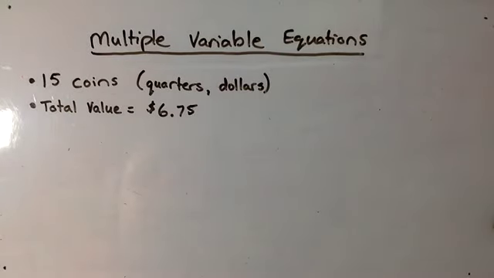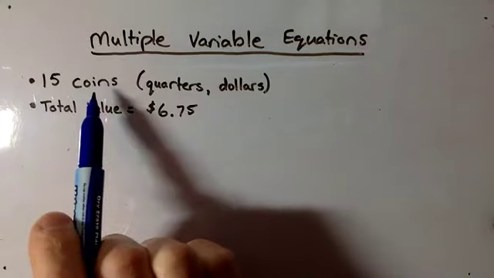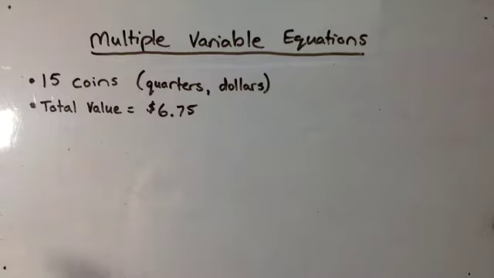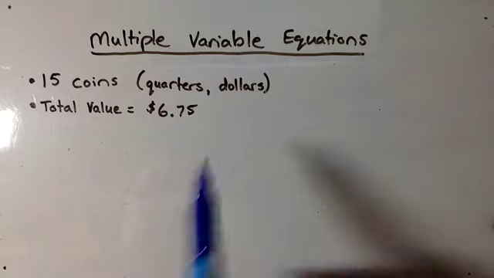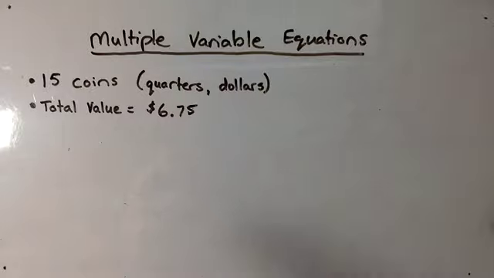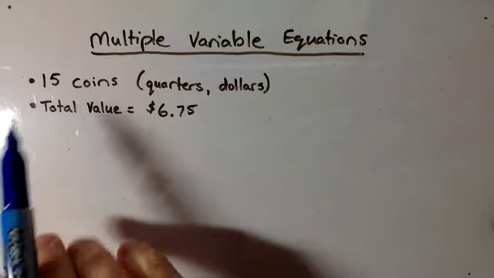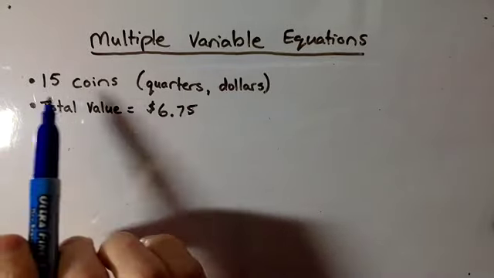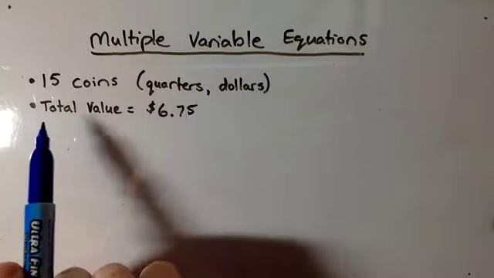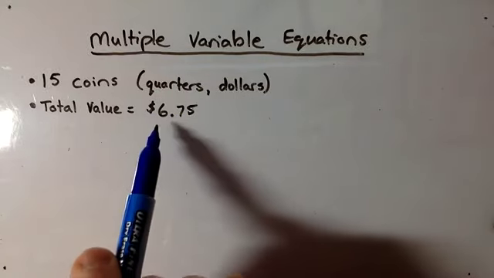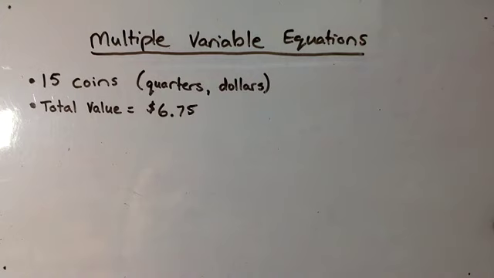So let's look at our problem that we have here. This is a problem that requires two different variables. We have 15 coins, and those coins are made up of both quarters and dollars. Dollars are loonies in Canada. We know that those 15 coins together give us a total amount of money of $6.75. How are we going to represent this?